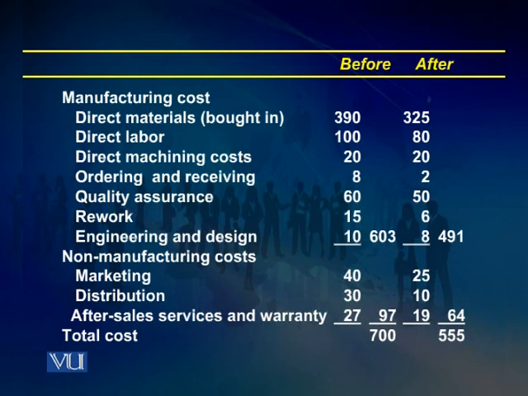Engineering and design has also somehow been more efficient. Marketing cost has reduced from 40 to 25. Many organizations regard marketing cost as the easiest to reduce, as it is a discretionary cost. The distribution cost has also been reduced, and so after the entire exercise, the cost is now 555 per unit, which is below the target of 560.